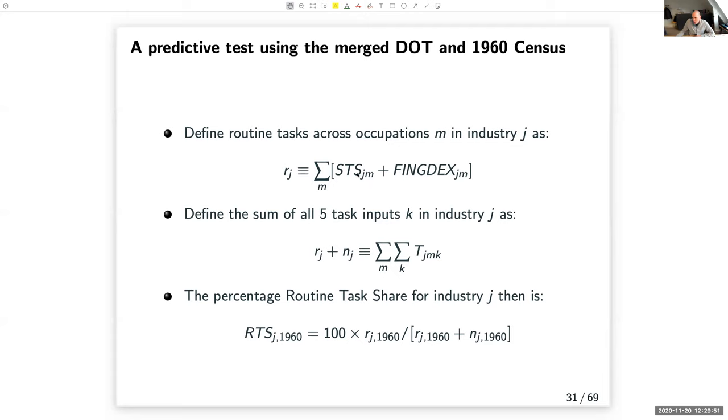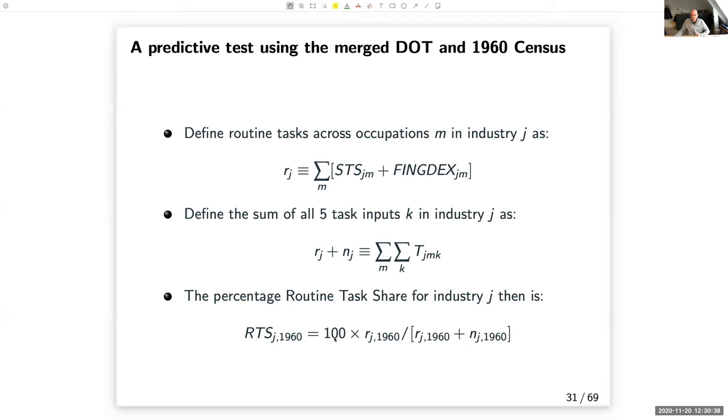And so in each occupation M, you just sum these two scores to get a measure of routine tasks in industry J. You can also do this for all five tasks rather than just these two, which is just the sum of RJ plus NJ, where NJ would be the equivalent of RJ for the remaining three tasks. And you can then compute the percentage routine task share for industry J as this measure RJ over RJ plus NJ times 100. And that's the routine task share for an industry.